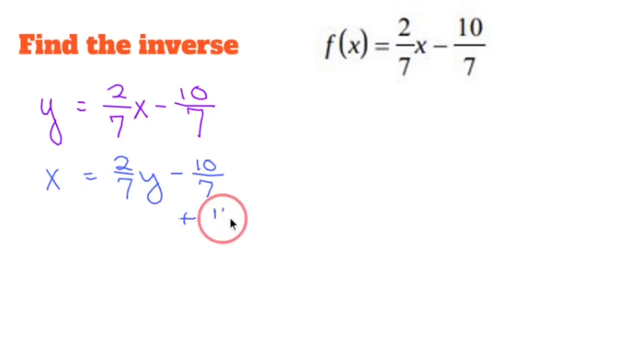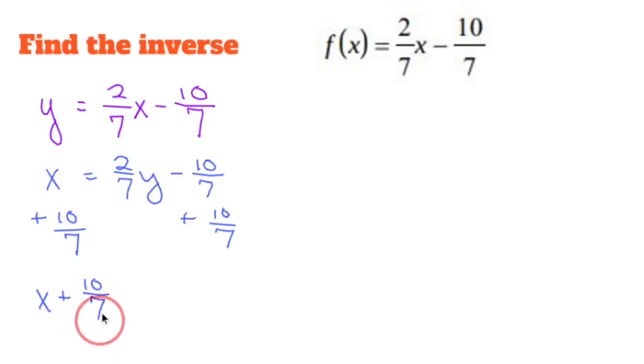Step number 1, add 10 over 7 to both sides. Add 10 over 7 to both sides. x plus 10 over 7 don't combine, so I just have x plus 10 over 7. That's going to equal 2 over 7y.